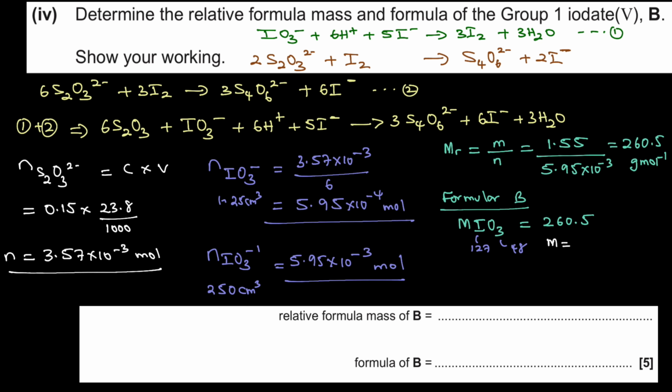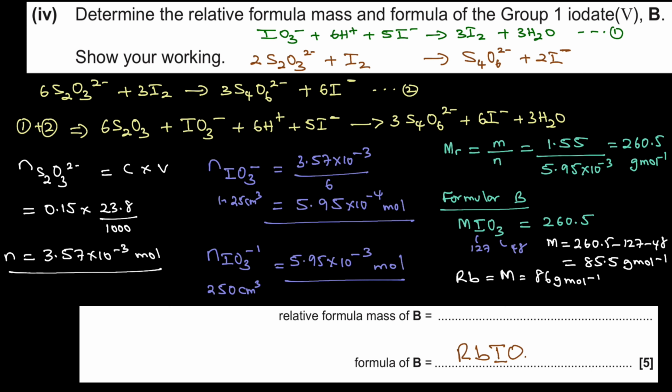M will be equal to 260.5 minus 127 minus 48. That will be equal to 85.5 grams per mole. And if you're looking at the periodic table, the group 1 element closest to a relative atomic mass of 85.5 is rubidium. Rb is M, which is 86 grams per mole. So the formula of B is RbIO3, and the relative formula mass is 260.5 grams per mole.